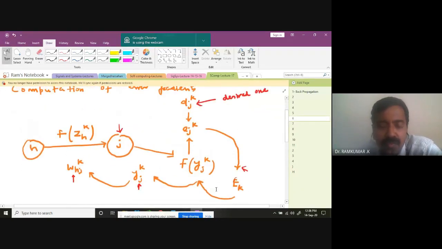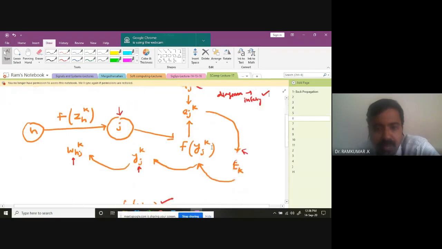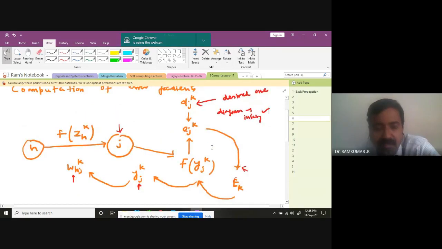Can somebody tell me what this diagram tells you? What are you inferring from this diagram? Anyone from the class? Are the notations clear? Anybody having difficulty understanding the notations?